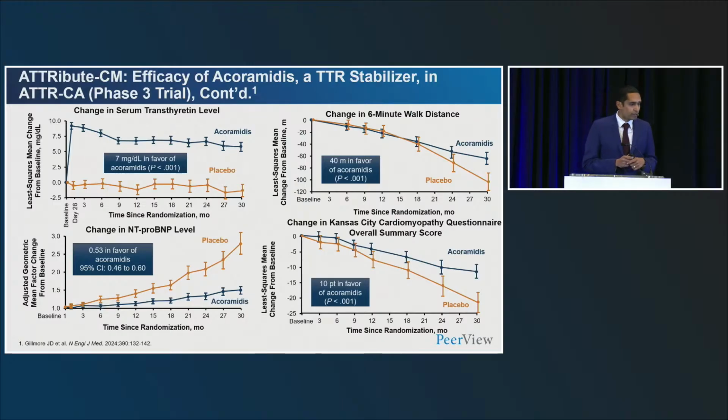So getting back to some of the other endpoints in ATTRibute, there was a large increase in serum TTR levels. It's important to note that TTR levels increase with stabilizers and they decrease with silencers. So they go in opposite effects. So a large increase in TTR levels, about 7 points, an improvement in the 6-minute walk distance, less of an increase in NT-proBNP, and less worsening of the KCCQ. So again, patients do continue to decline over time in terms of these function and feel endpoints, but less so than in placebo.